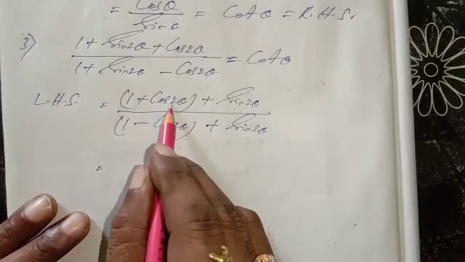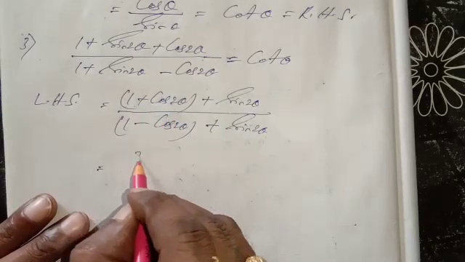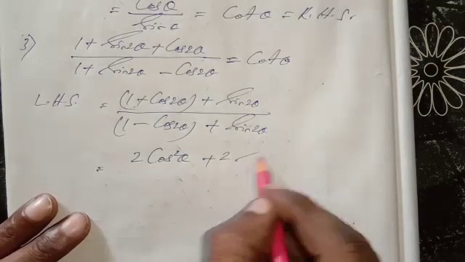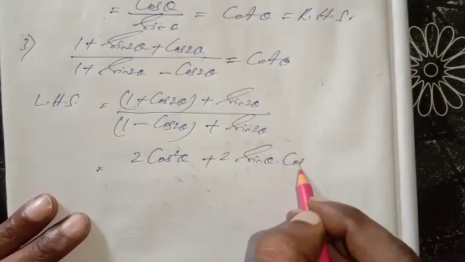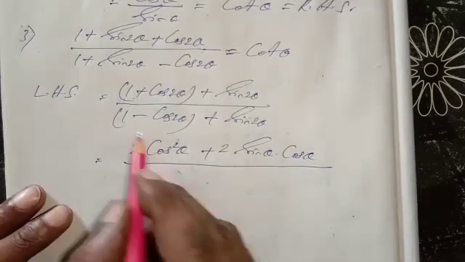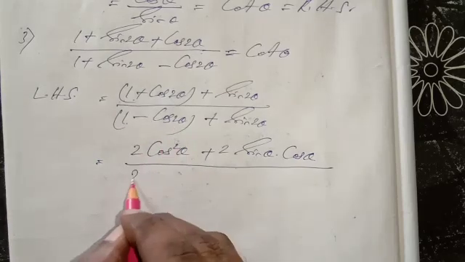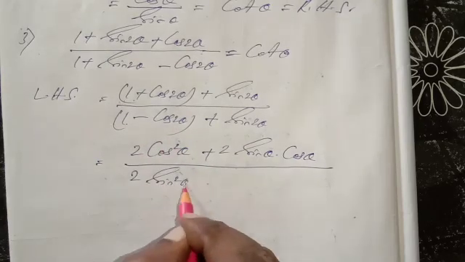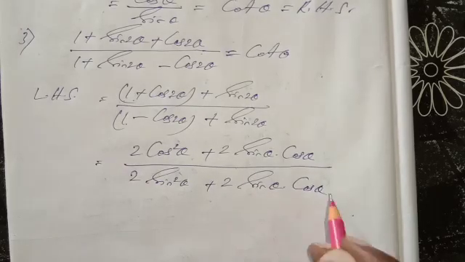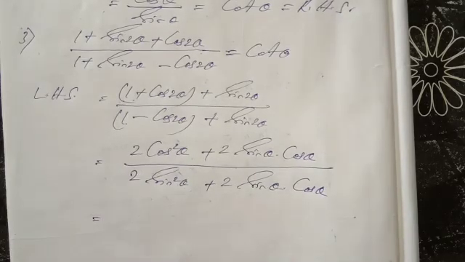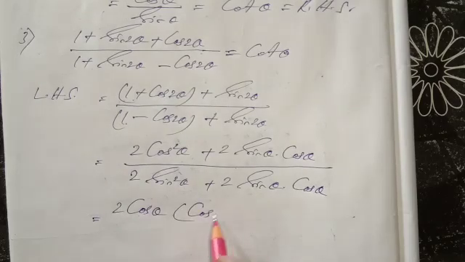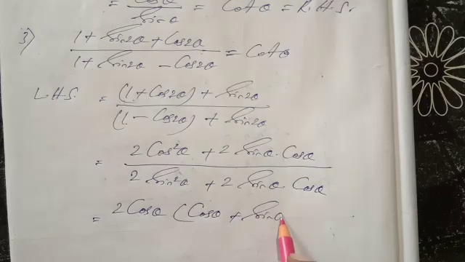1 plus cos 2 theta will be how much? 2 cos square theta, and the sin 2 theta formula is 2 sin theta into cos theta. The numerator is already written. The denominator 1 minus cos 2 theta is 2 sin square theta, and the sin 2 theta formula is 2 sin theta into cos theta. How much can you take common in the numerator? That is 2 cos theta. What is left? Cos theta plus sin theta.